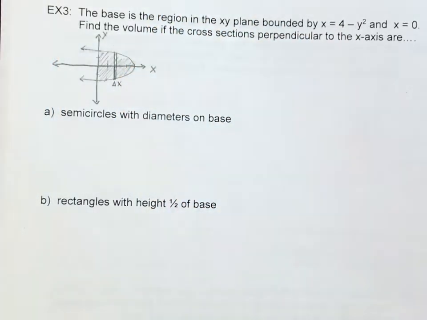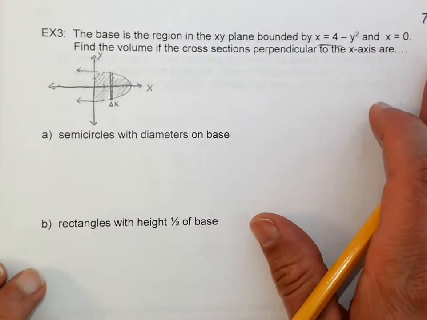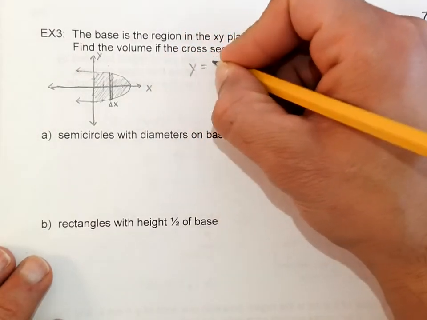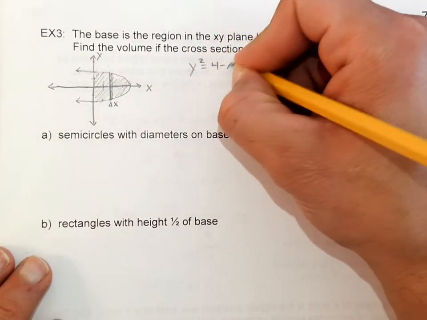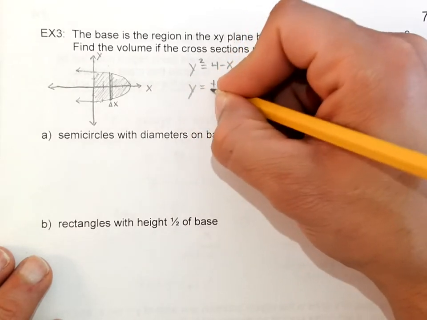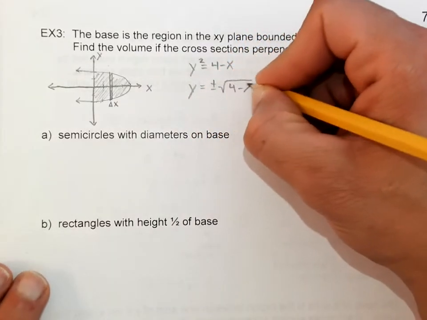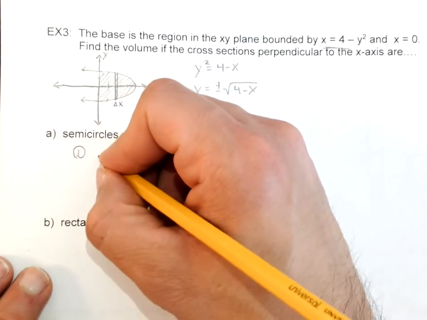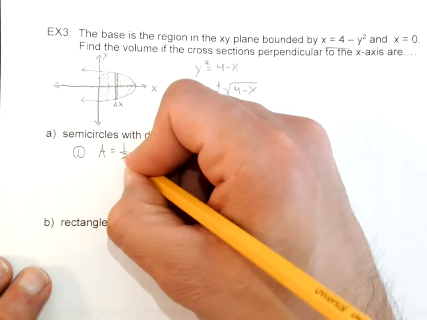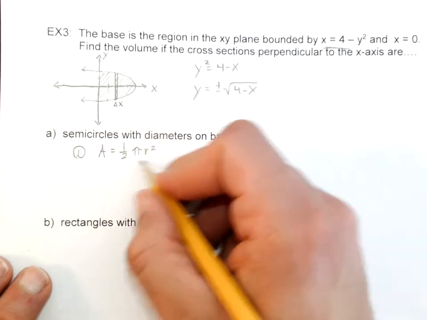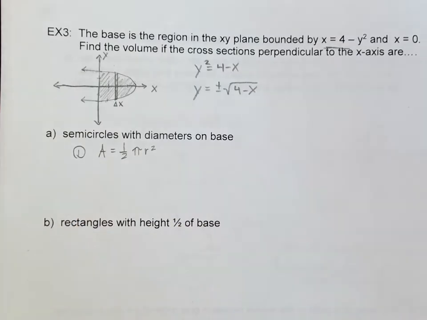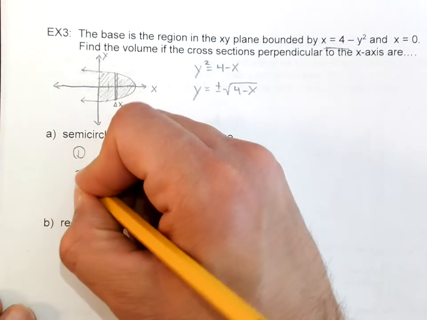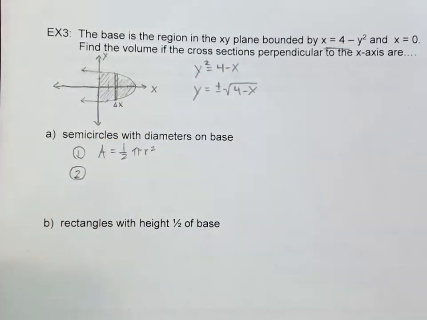Notice that they give us this equation, which I have to get in terms of y. If I do, I get y squared is equal to 4 minus x, so y is equal to plus or minus the square root of 4 minus x. To do semicircles, the area of a semicircle is 1/2 pi r squared. Remember, pi r squared is the area of a circle, so half of that would be 1/2 pi r squared. Step number 2 is I need to figure out what the radius is in this case.